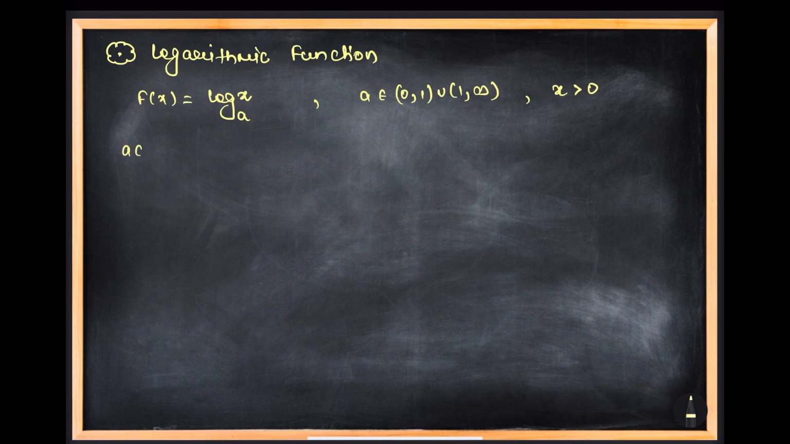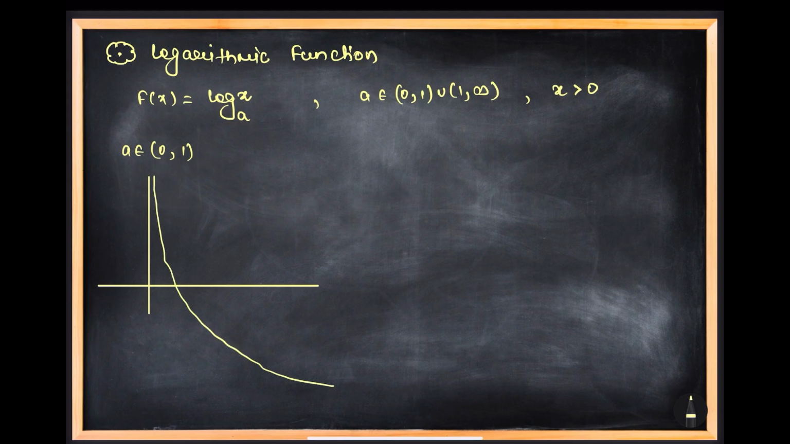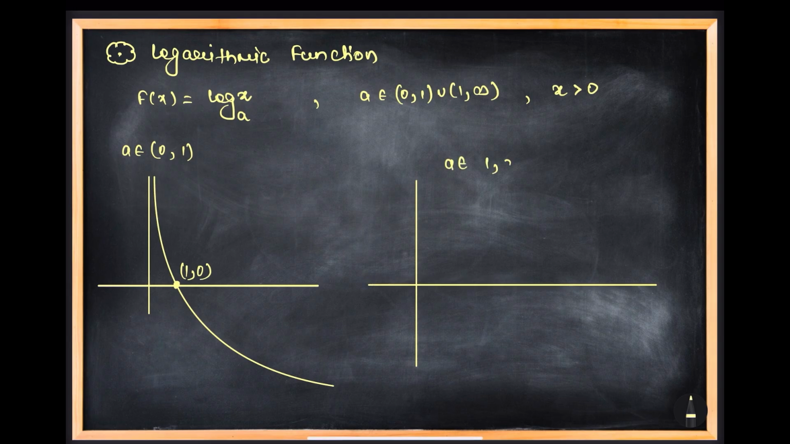Now suppose that a belongs to 0 to 1. If the base of the log is 0 to 1, your function will have this graph, and this point will be (1, 0). So this is the idea when a belongs to 0 to 1. Now if a is greater than 1, so a belongs to 1 to infinity, this time your graph will be increasing. This is the graph of the logarithmic function, and this point is again (1, 0). I hope this function is clear to you guys.